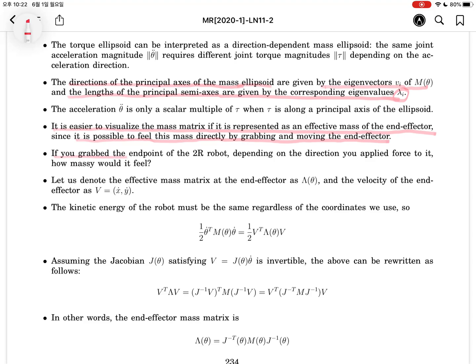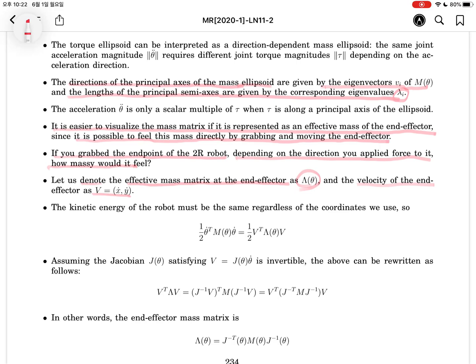So if you grab the end point of the 2R robot system, depending on the direction you apply the force, how massive would it feel? It is an example, and it is the issue of haptic display. So let's denote the effective mass matrix at the end effector as lambda, and take the task velocity of the end effector as v.